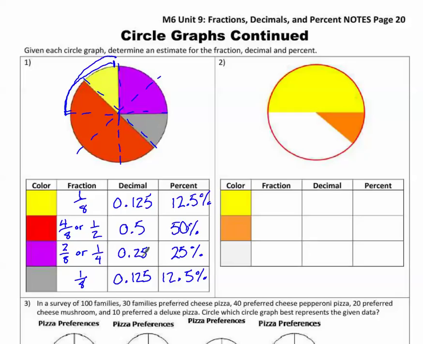So I want you to pause here, and I want you to do the other circle for number 2. Remember, I recommend cut it to the size of the smallest pie slice. So I'll help you cut that a little bit. There you go. So go ahead, you do the fraction, decimal, and percent for number 2.